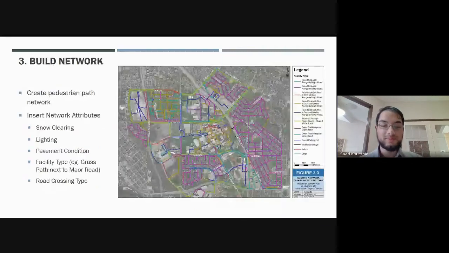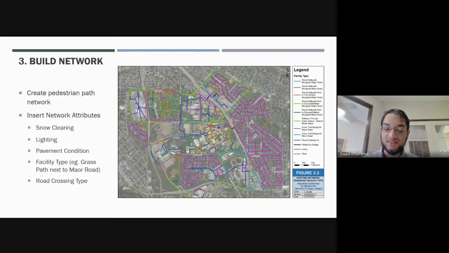Okay, so in the next few slides, I'll go into some more details in the process. We first created a pedestrian path network, and we inserted network attributes such as snow clearing, lighting, pavement conditions, facility types, and road crossing types for every link in our system. As we did not obtain a GIS, or geographical information system, from the city, we had to manually determine these parameters from publicly available data as well as Google Earth. As we had over 1,000 links in our system, this was a relatively large task.